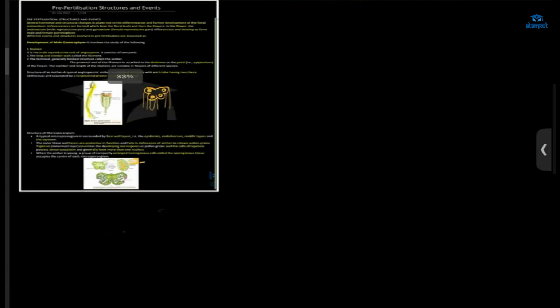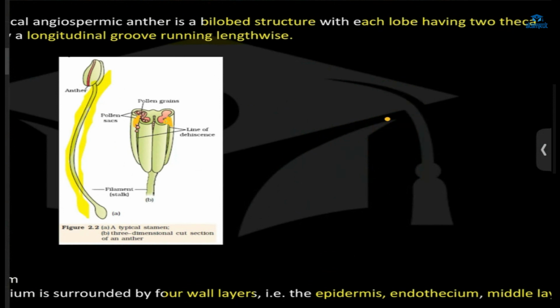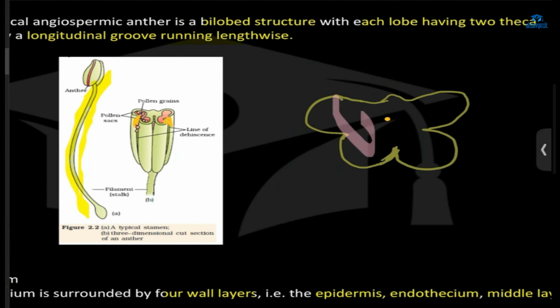Now, first, let me draw it here. When we cut the topmost part, here we have our anther. This anther is bilobed: one lobe here, the second lobe here. And here we have the connective, which connects the lobes.